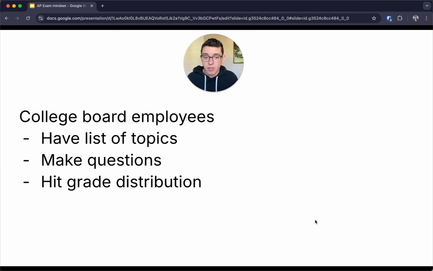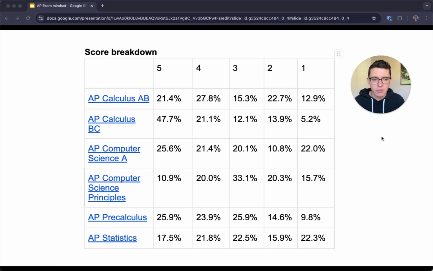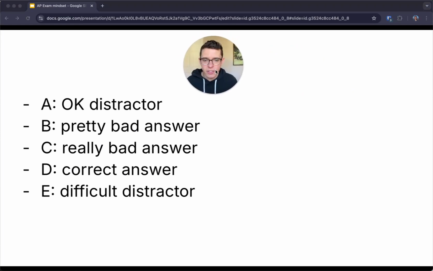Then the College Board employee makes the questions. They do them one at a time, and their goal is to make it so that they can hit a grade distribution. What does that mean? This is the table from 2024. I can move myself for a couple seconds here. You don't need to look at these numbers that much, but people get different scores on the exam. So how do they do this? There are two sections for every AP exam. There's multiple choice and there are FRQs.